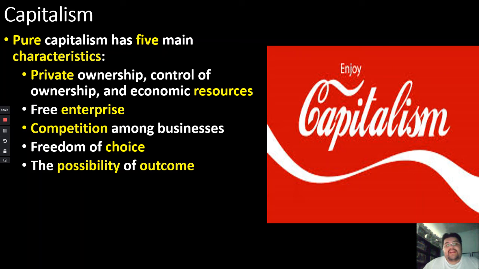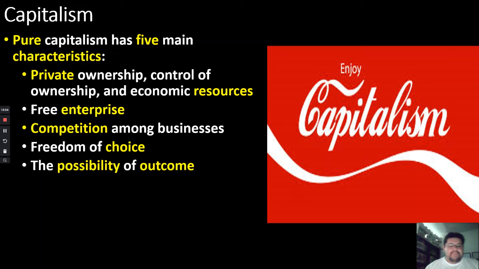The next one, free enterprise. Now, what does that mean? You can open up any type of store you want. If you want to open a restaurant where the waiters can go around and slap people in the back of the head anytime they want, you can. Now, will people go to it? Maybe, maybe not. We don't know. But that's your choice. You created that store. You have that freedom to make a restaurant like that if you want.